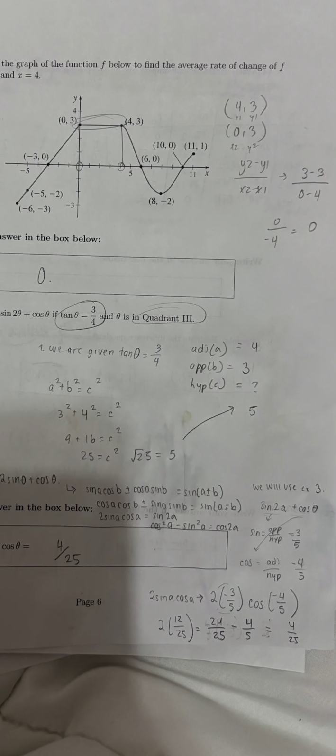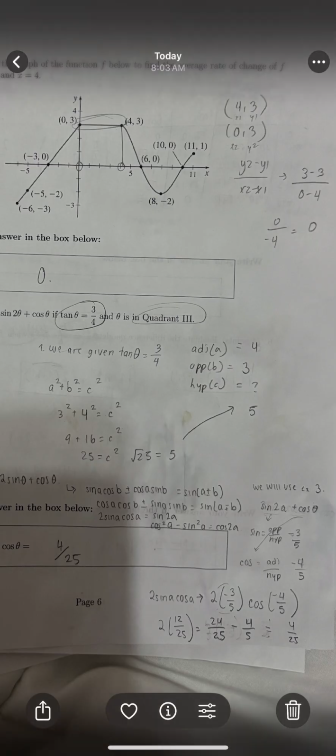We have 2 sine a cosine a, which is going to translate to 2 times negative 3 over 5 times negative 4 over 5. If we multiply 3 over 5 times 4 over 5, we're going to be left with 12 over 25. Since we need to subtract cosine as said in the problem, I know it says addition, but the problem says that you need to change operations. We're going to subtract 4 over 5, which is going to give us 4 over 25. That's the final answer.